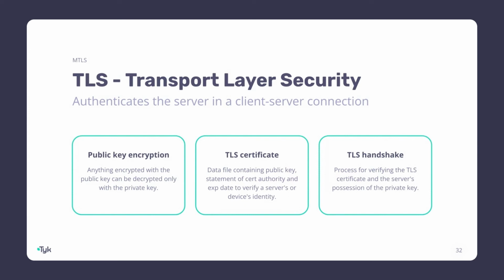There are specific components associated with TLS, which is that there is public key encryption. Typically you've got a combination: you usually have a public key as well as a private key. Anything that is encrypted with the public key can be decrypted only with the private key, and vice versa. Anything that has been encrypted with a private key can only be decrypted by the associated public key. So that is one of the specificities of TLS. The other part of this is a TLS certificate.